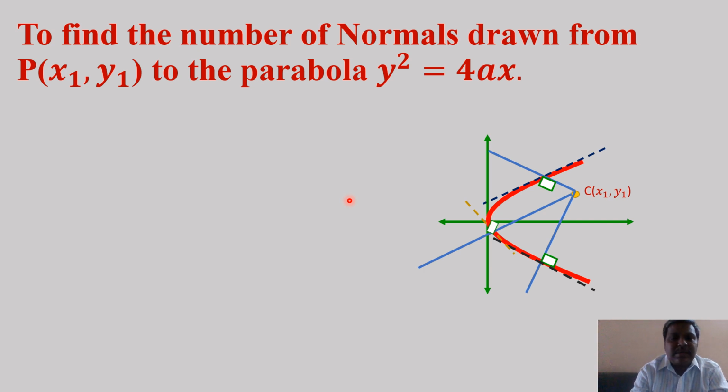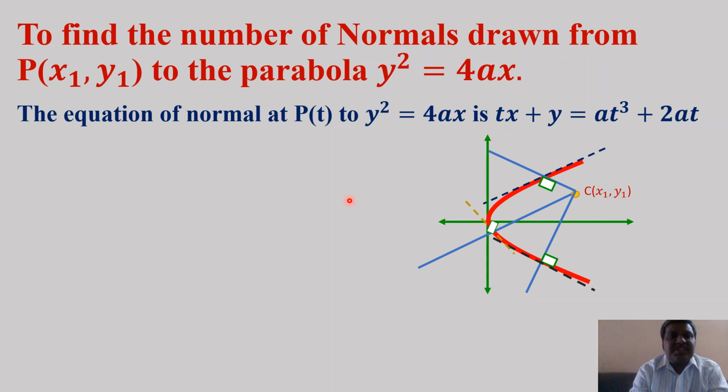The equation of normal at P(t) to the parabola y square is equal to 4ax is what? tx plus y is equal to at cube plus 2at. All of you know the general equation of normal at P(t), any point on the parabola. You can take any point on the parabola. The normal at P(at square, 2at) is what? The normal at P, any general point on the parabola.